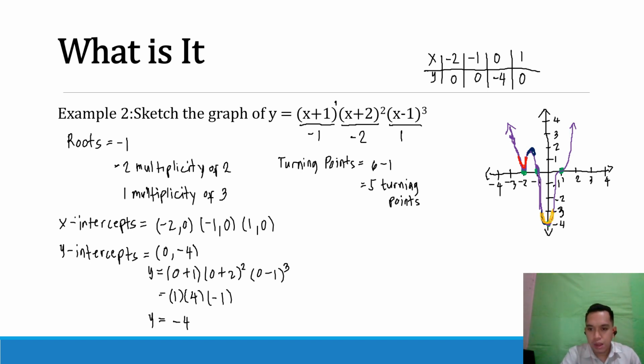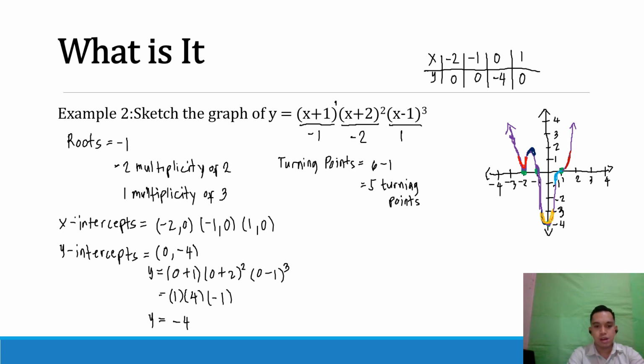Okay, tapos yung pang-apat niyang liko ay dito. Dito ang pang-apat niyang liko. Tapos, ang panglimang liko niya naman ay dito. Okay, so naka 5 turning points tayo dyan.